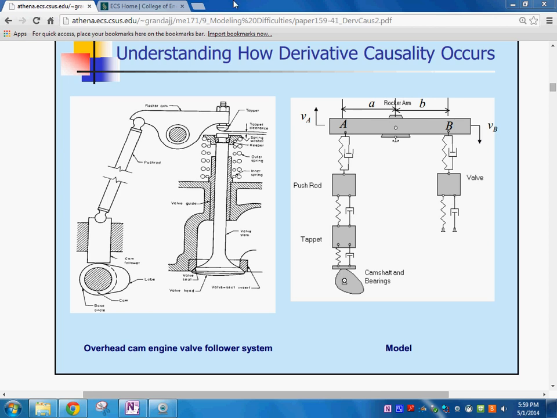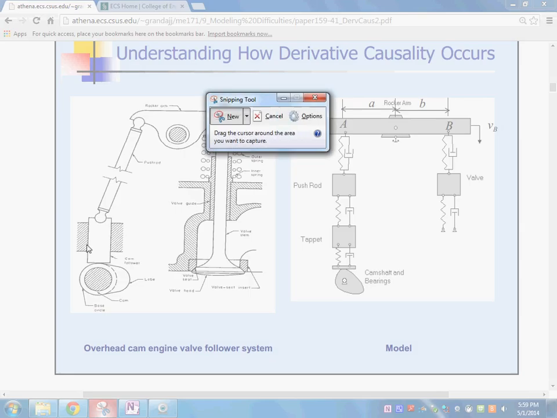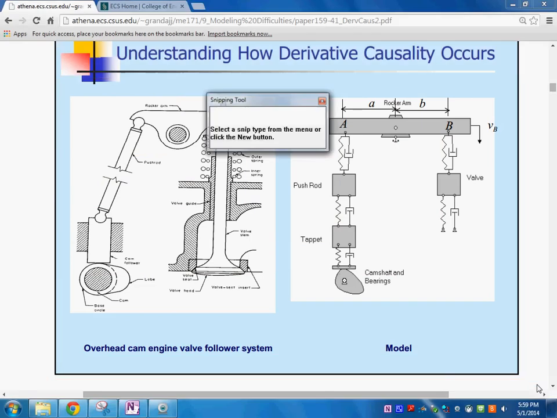Can we actually build a bond graph model of this on top of this here? I would say yes. I think it would be nice if we actually do that.